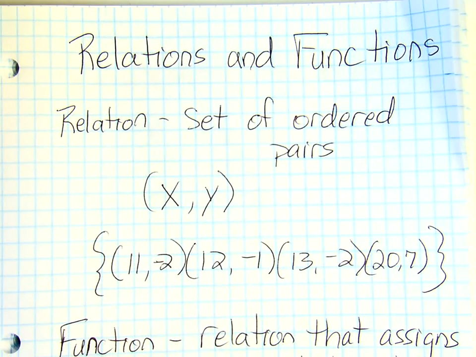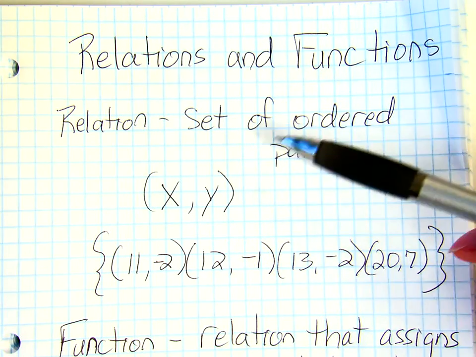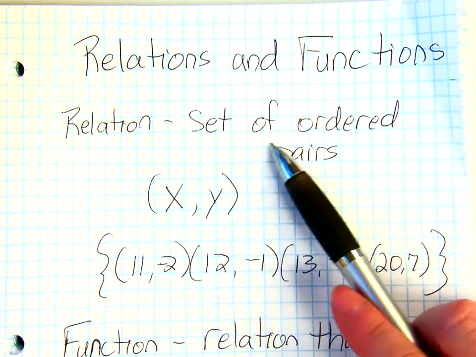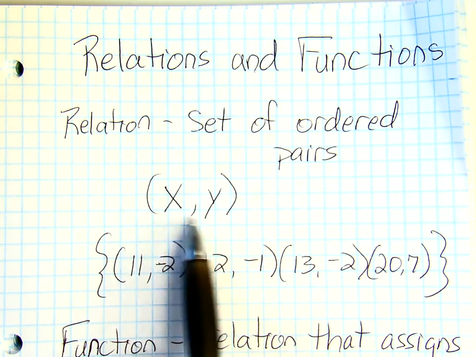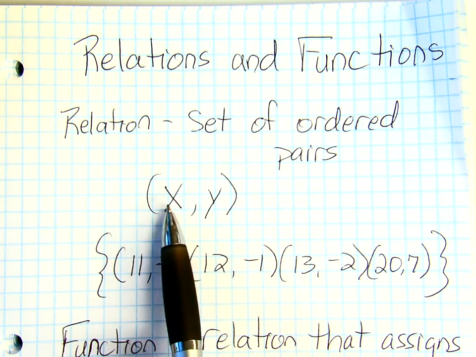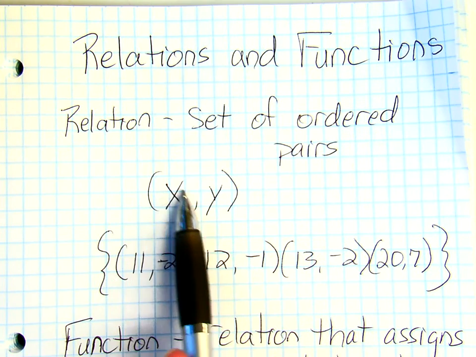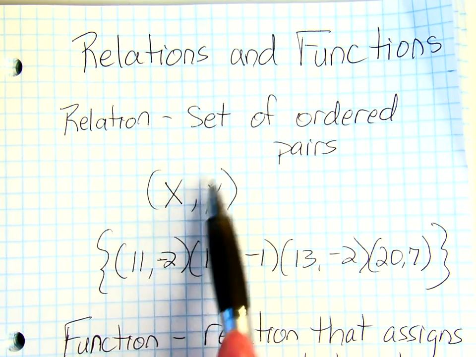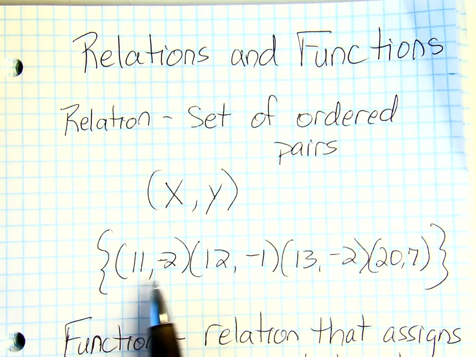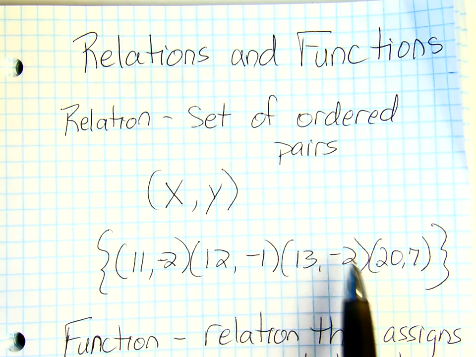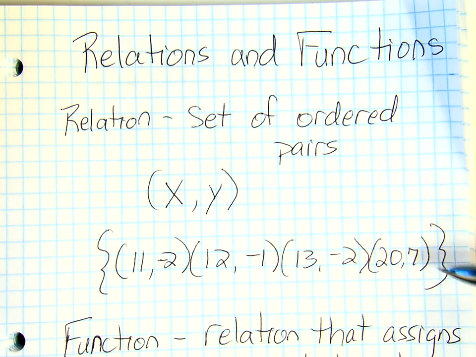Okay, today we are going to talk about relations and functions, and I have a definition here to start us: a relation is a set of ordered pairs. We know that our ordered pairs are always put into this form, where we have our x first and then our y in parentheses. So here we have a set of ordered pairs. This is a relation. Literally any set of ordered pairs that you have together would be a relation.